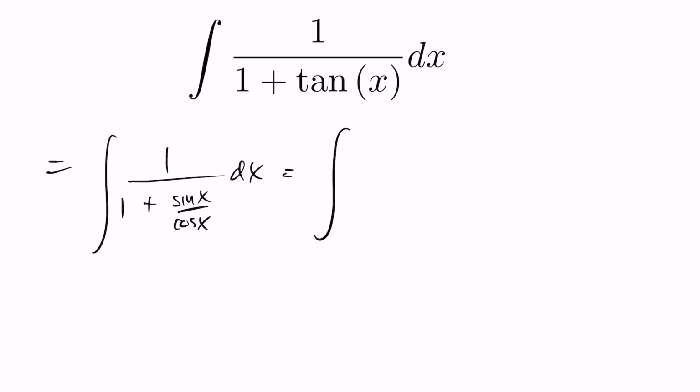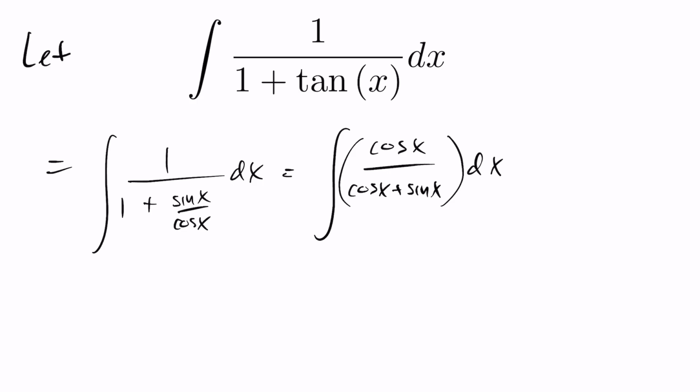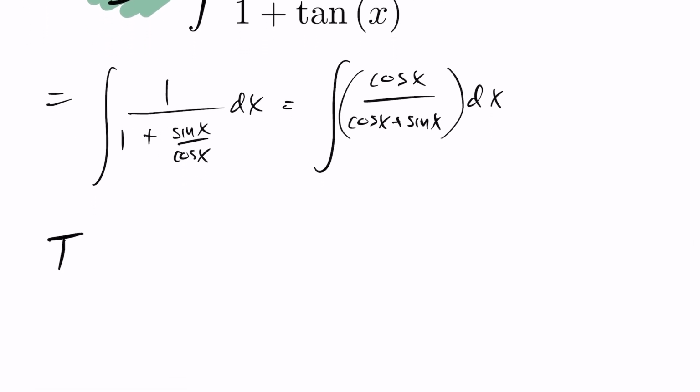Rewriting this with a common denominator here, you get cos of x over cos of x plus sine of x, and all of that with respect to x here. I'm going to go ahead and show you an interesting way this flows about here. I'm going to let I equal the actual integral we're being asked to solve here. So now we have the following: I is equal to the integral of cos of x over cos of x plus sine of x.